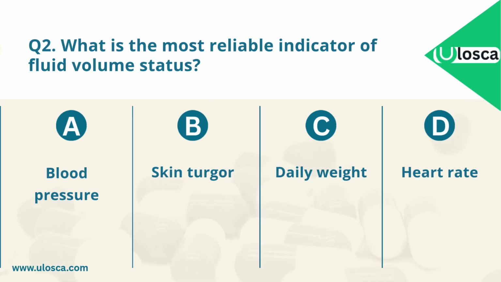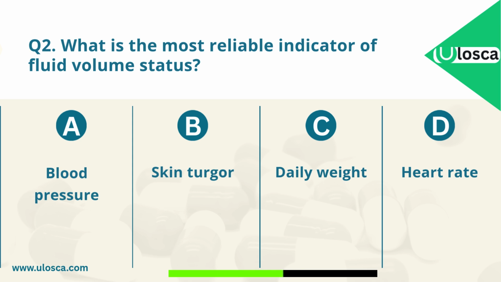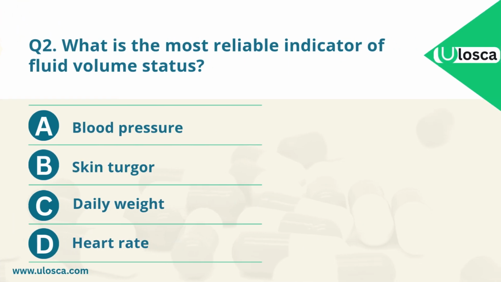Question 2. What is the most reliable indicator of fluid volume status? A. Blood pressure. B. Skin turgor. C. Daily weight. D. Heart rate. Which one is the correct answer? The correct answer is C. Daily weight.